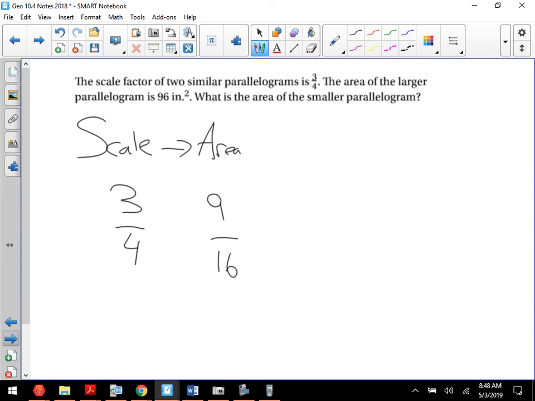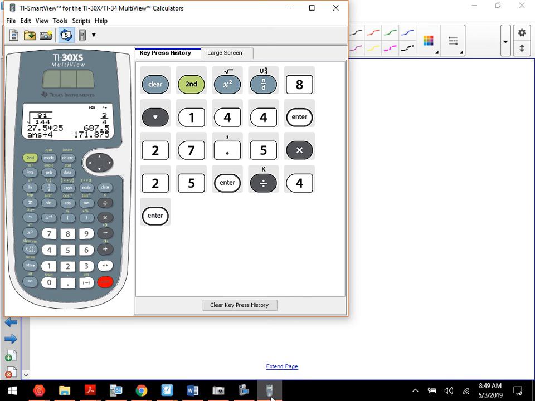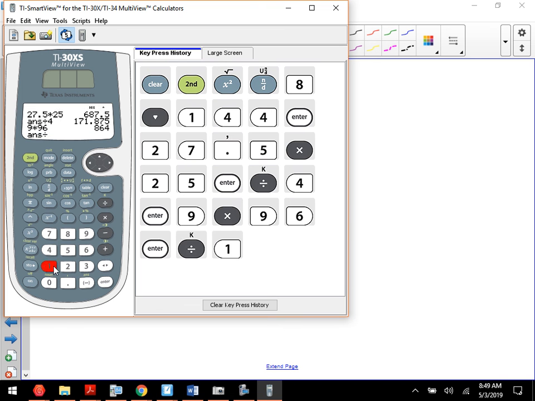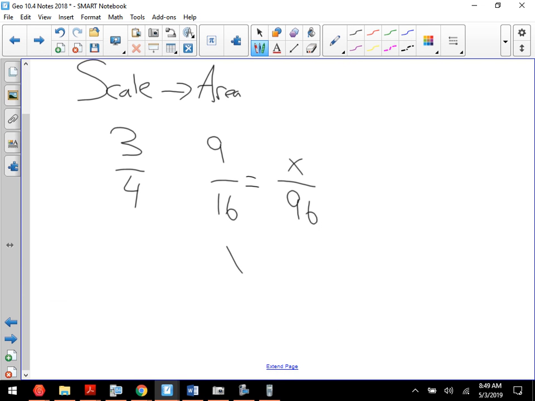So where do I put the 96 when I go to cross multiply? Top or bottom? Remember, it's small to large. Cross multiply. So you get 9 times 96. Hit enter. Divide that by 16. And the area is 54 something squared. I forgot what it was.